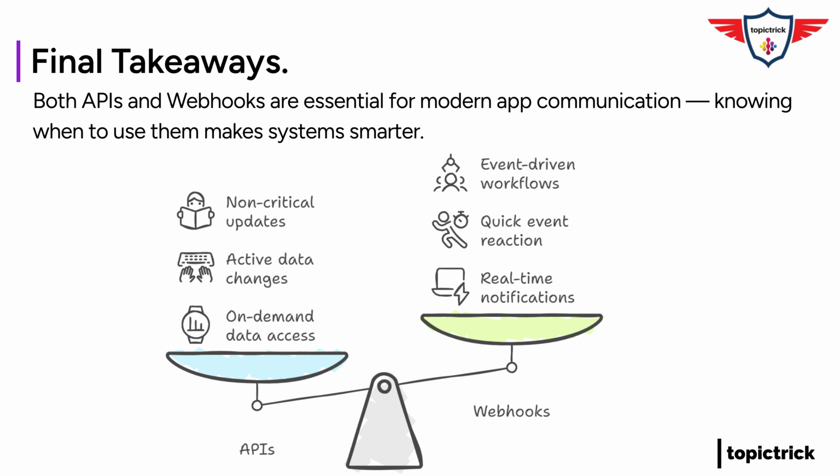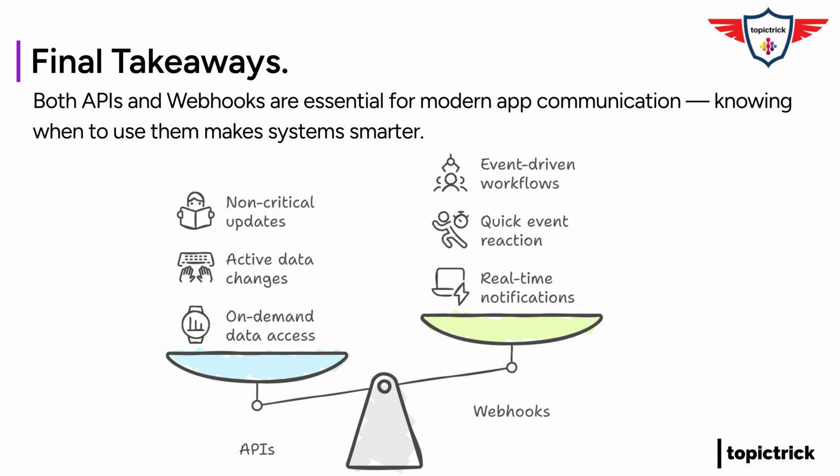APIs are also a good choice if real-time updates aren't super critical. Like checking the weather a couple of times a day is probably fine using an API. So if I can live with a little bit of delay, APIs might be all I need. And even if the data changes frequently, but I only need the latest information when I actually ask for it, polling an API might be easier than dealing with a constant stream of webhook notifications.